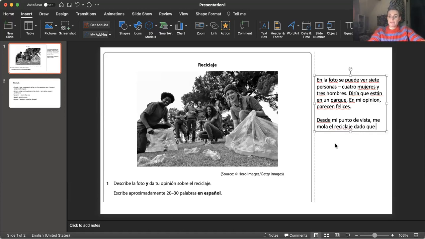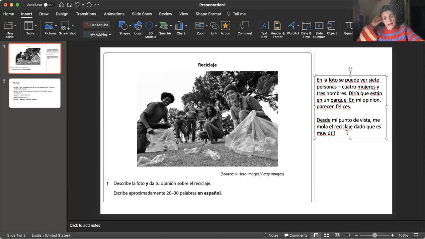dado que, given that, es muy útil, very useful. So again, using one of those intensifiers, not just saying it's useful, but saying it's very useful, or it's quite useful, in which case you would write bastante. But I'm going to stick with muy because I like it. Bastante, dado que es muy útil.